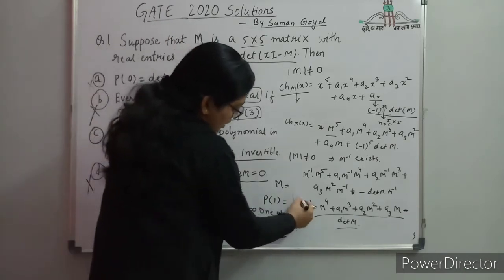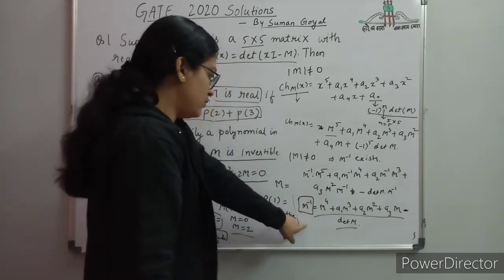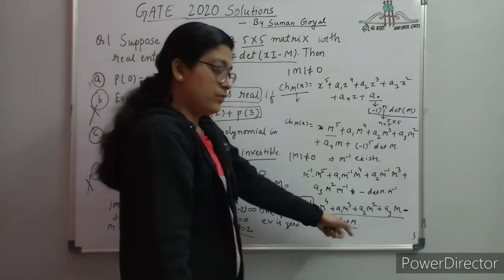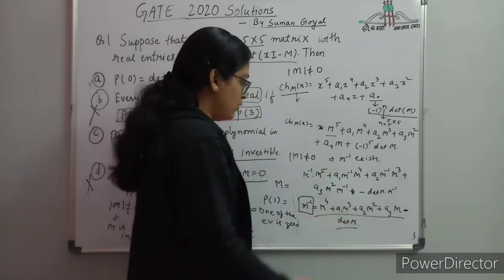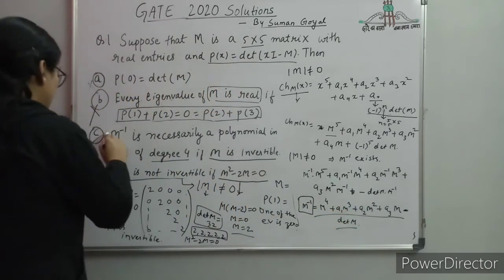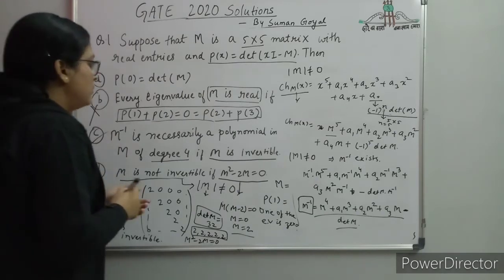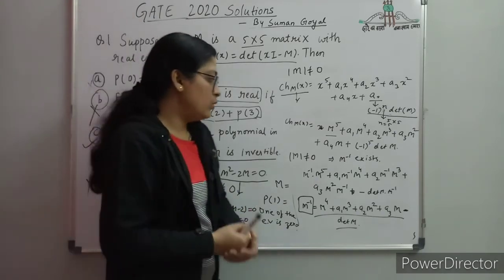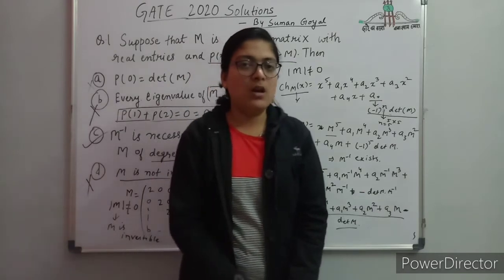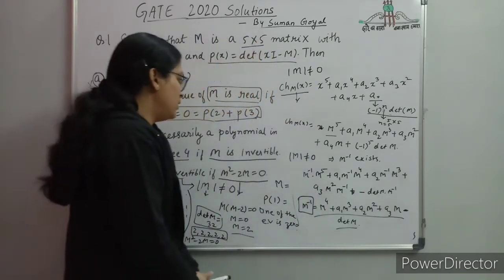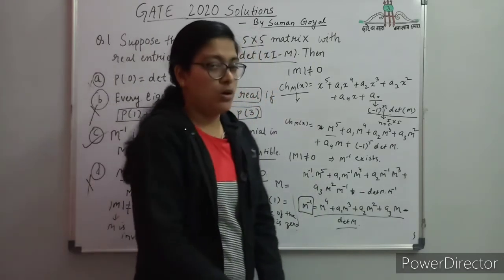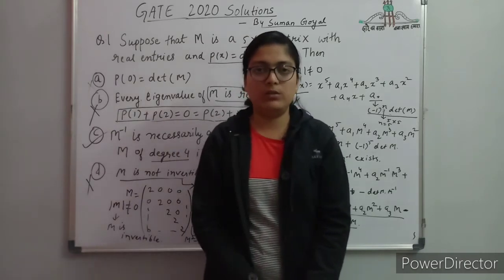You have to find M inverse. So M inverse is a polynomial in M of degree 4. So this is the correct option. Okay, so what was in this question? Basically, you should know how to construct counterexamples. This can be done only if you practice a lot, because practice is the only key to success.